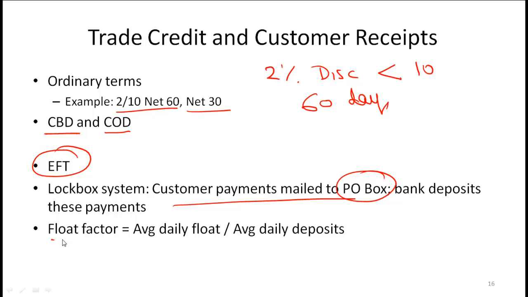You also need to know this term, float factor, which is the average daily float for a company divided by average daily deposits. Float refers to the money that is in transit, so money that has been sent out by your customer but not received yet, so money that is still floating in the banking system. You look at your average daily float divided by your daily deposits, and ideally you want this float factor to be low.